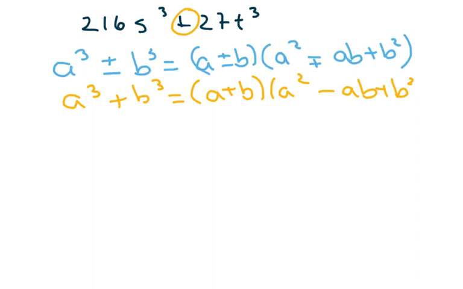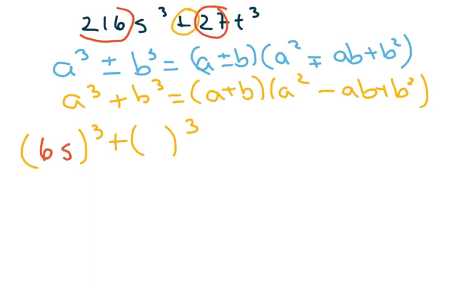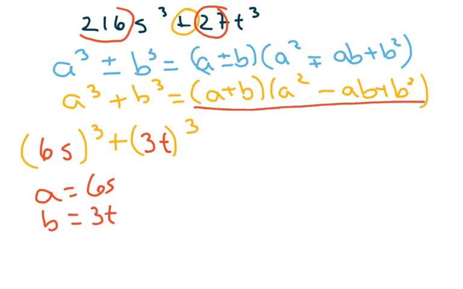All right. So all I have to do is figure out my a and b, and fit it into my a cubed plus b cubed. So my a, I take the cube root of that, and that's 6s. The cube root of 27 is 3. Then we have the t. So my a equals 6s, and my b equals 3t.